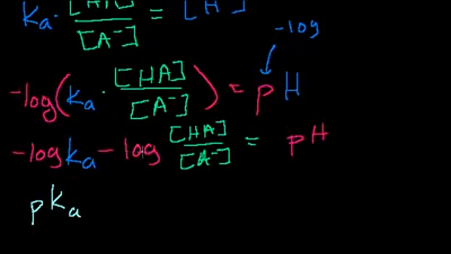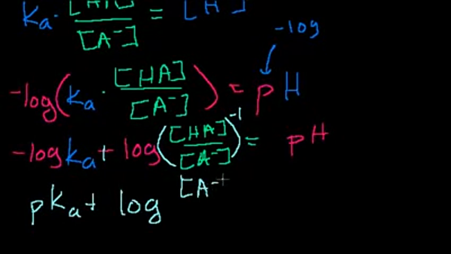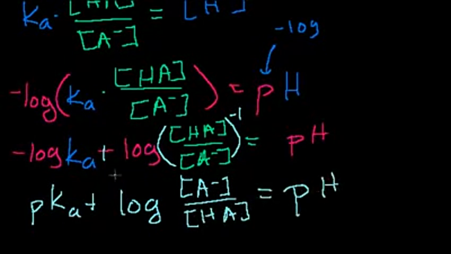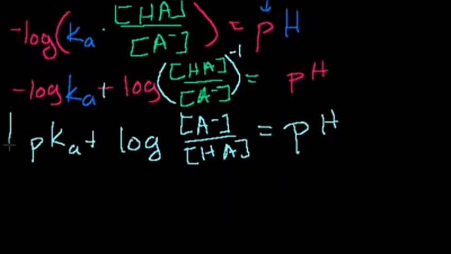And the minus log of HA over A, what we can do is make this a plus and just take this to the minus 1 power, right? That's just another logarithm property, and you can review the logarithm videos if that confused you. And this to the minus 1 power just means invert this. So we could say plus the logarithm of our conjugate base concentration divided by the weak acid concentration is equal to the pH. And this right here, this is called the Henderson-Hasselbalch equation.